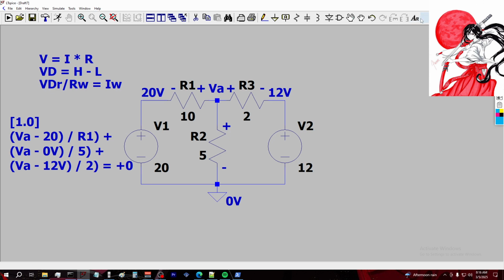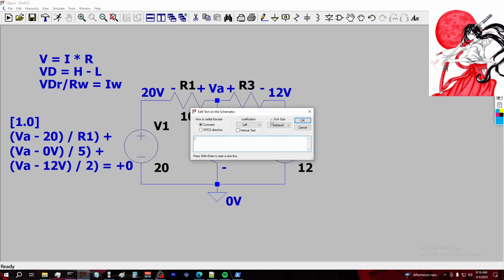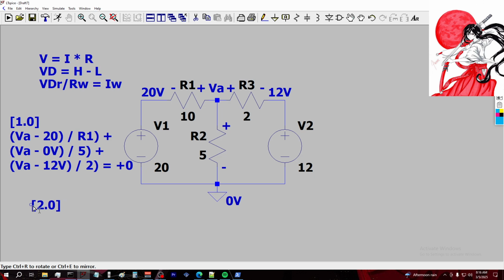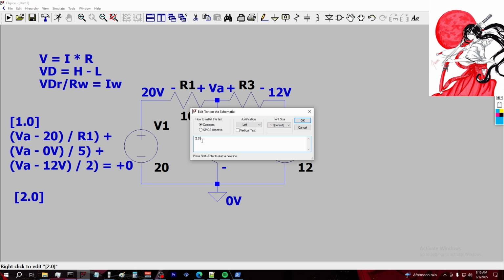So let me make another part of this. All right, label this 2.0. Here we go. Oops, did not mean to do that, but oh well. All right, so let's label that. And here we go, we're going to start solving. Let's solve for VA real quick. Again, this is just a giant equation.